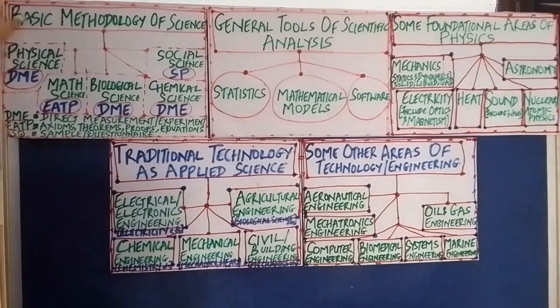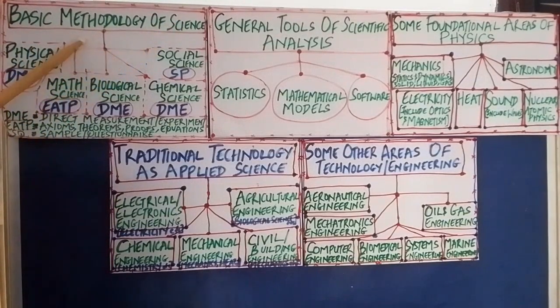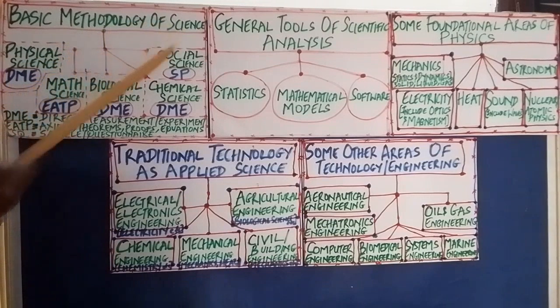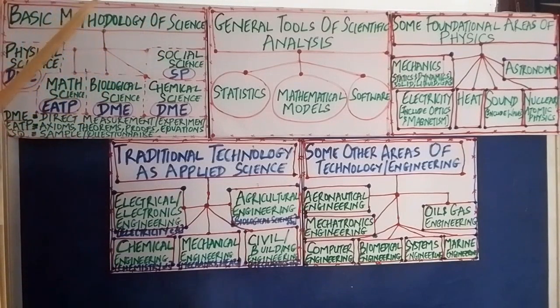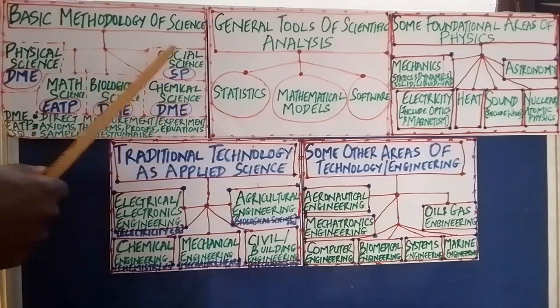Thank you. Basic methodology of science. Here we want to consider the basic methods and techniques that are applied in investigating the various branches of science that we earlier considered. I mean, physical science, mathematical science, biological science, chemical science, and social science.